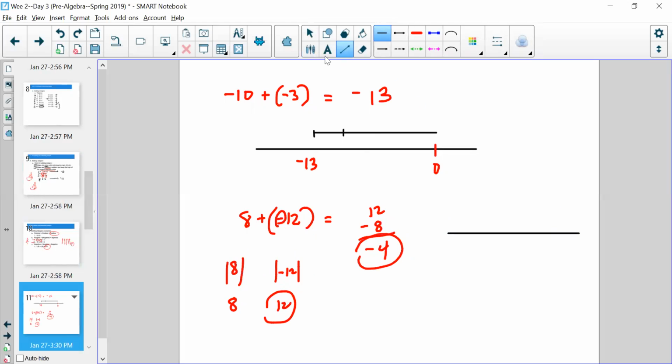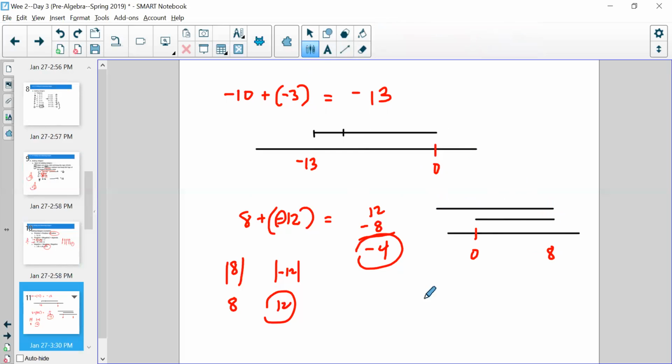If I'm thinking number line, I would start at 0 and I would move to the right 8. And then I would turn and move to the left 12. Well, there's 8, and then a few more puts me into the negative, which would put me at negative 4.